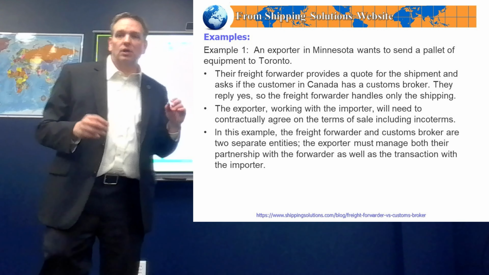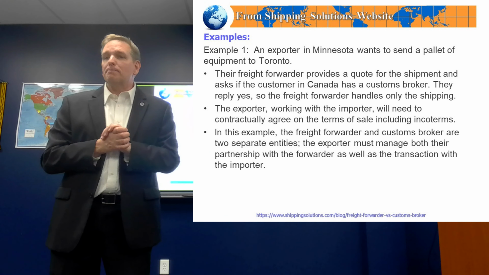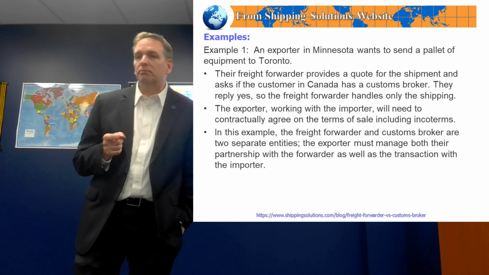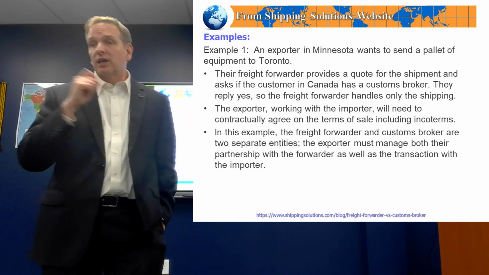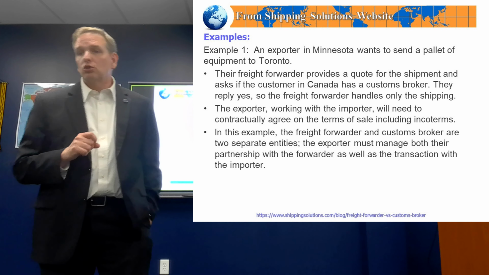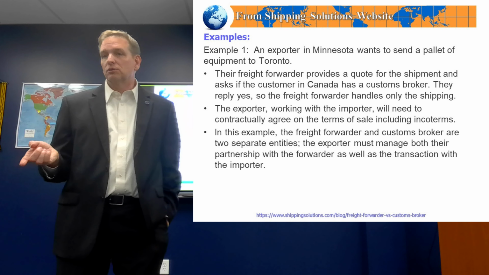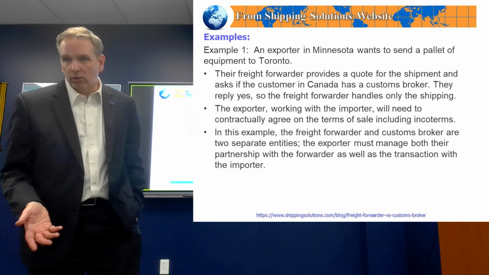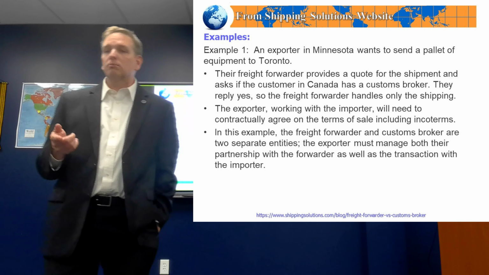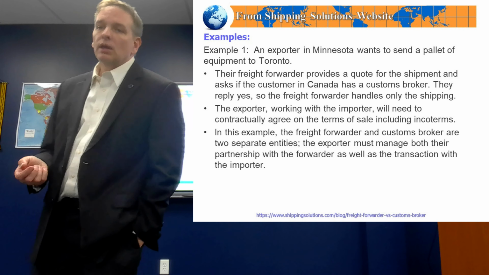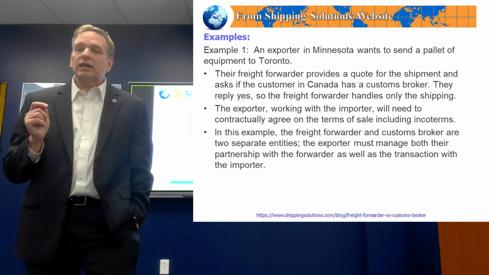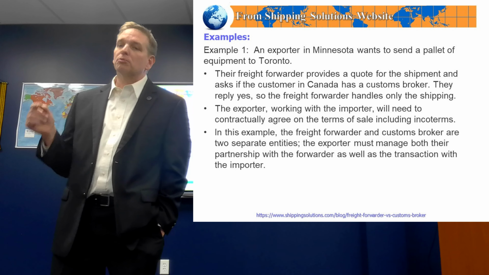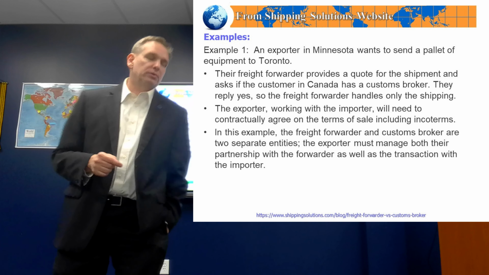Here's a couple of examples. An exporter in Minnesota wants to send a pallet of equipment to Toronto. Their freight forwarder provides a quote for the shipment and asks if the customer in Canada has a customs broker. They say yes, so the freight forwarder handles only the shipping. So they've got a customs broker to handle that import aspect. The exporter, working with the importer, will need to contractually agree on the terms of sale, including Incoterms. In this example, the freight forwarder and customs broker are two separate entities. The exporter must manage both their partnership with the forwarder as well as their transaction with the importer.